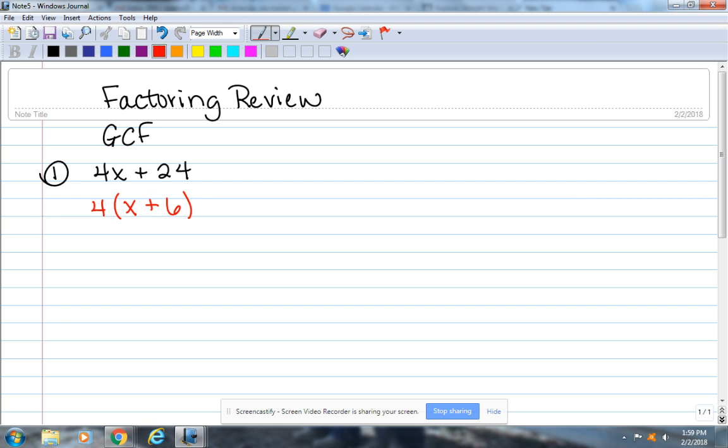Okay, so when you say you're factoring, you're looking for what multiplies to get something. So that's the answer? These are the factors. 4 times x plus 6. That's it. If you're just factoring, that's what you do. Now, when we get into chapter 4, we'll have to solve equations by factoring. So we'll put this into equations next week.